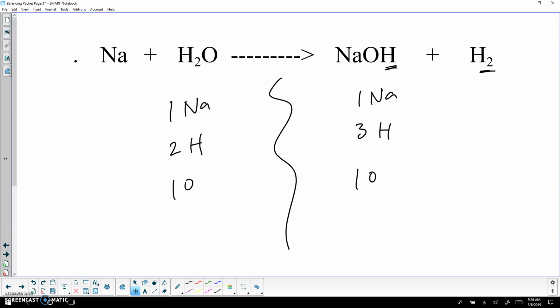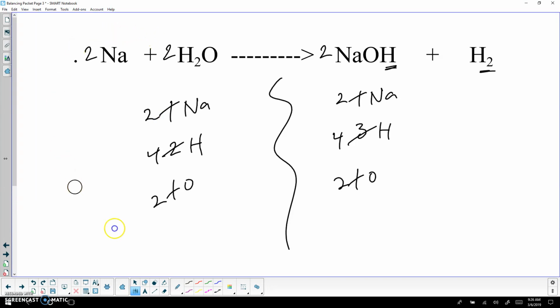So how am I going to end up getting 4 hydrogen on this side? Well, if I put a 2 here, you've got 2 plus these 2 makes 4. Oxygen turns into 2. Sodium turns into 2. Okay, how do I get 4 hydrogen on this side? Put a 2 here. This becomes 4, oxygen becomes 2. Then you just slap a 2 in front of the sodium, and it's good. So we have 2, 2, 2, and 1.